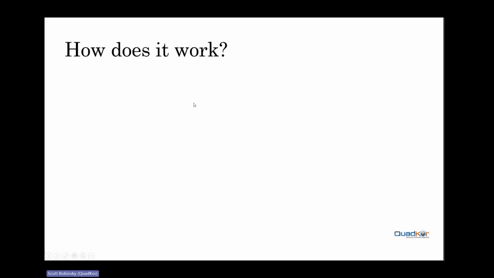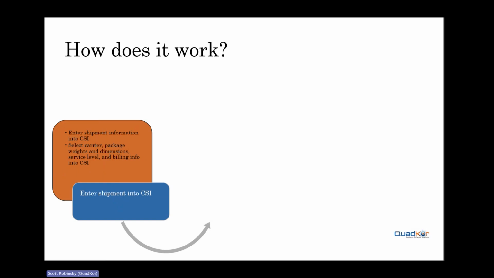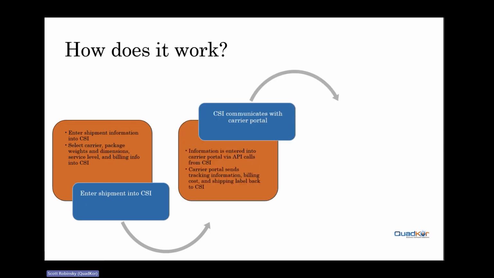So how does the whole thing work? So first and foremost, as I mentioned earlier, you're going to proceed as you normally would by entering in the shipment information directly into CloudSuite Industrial. You're going to select your carrier, your package, your weights and dimensions, and then also the service level and billing information into CloudSuite Industrial. From there, there's going to be an API call that goes out to the carrier portals.